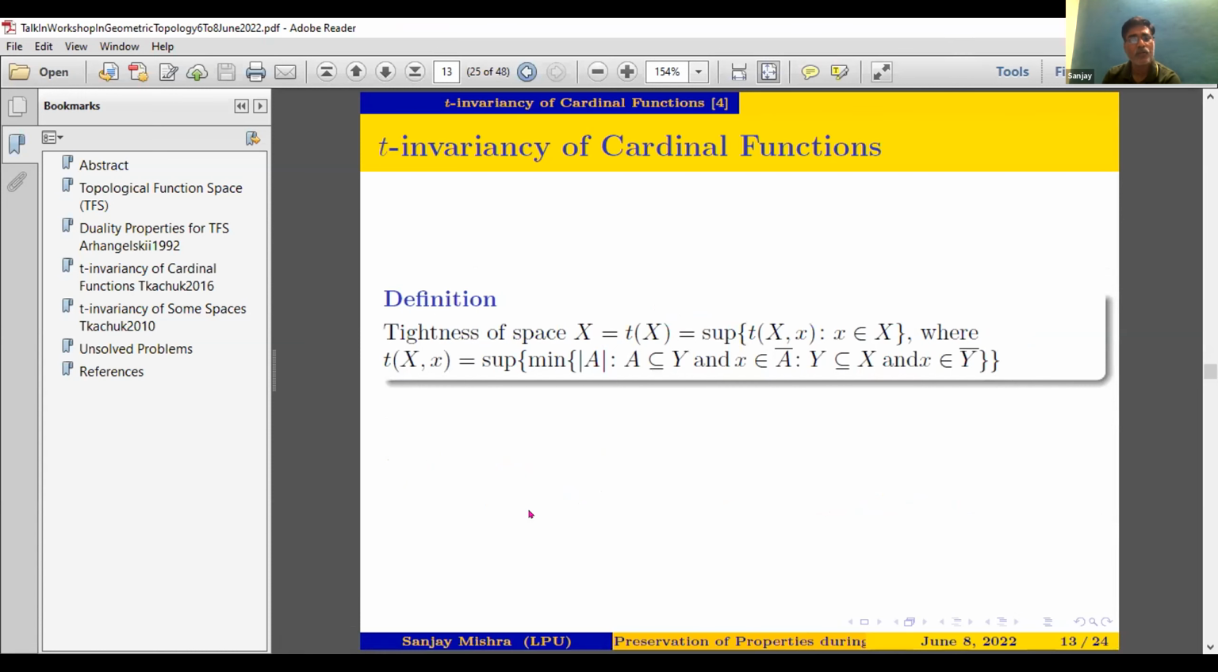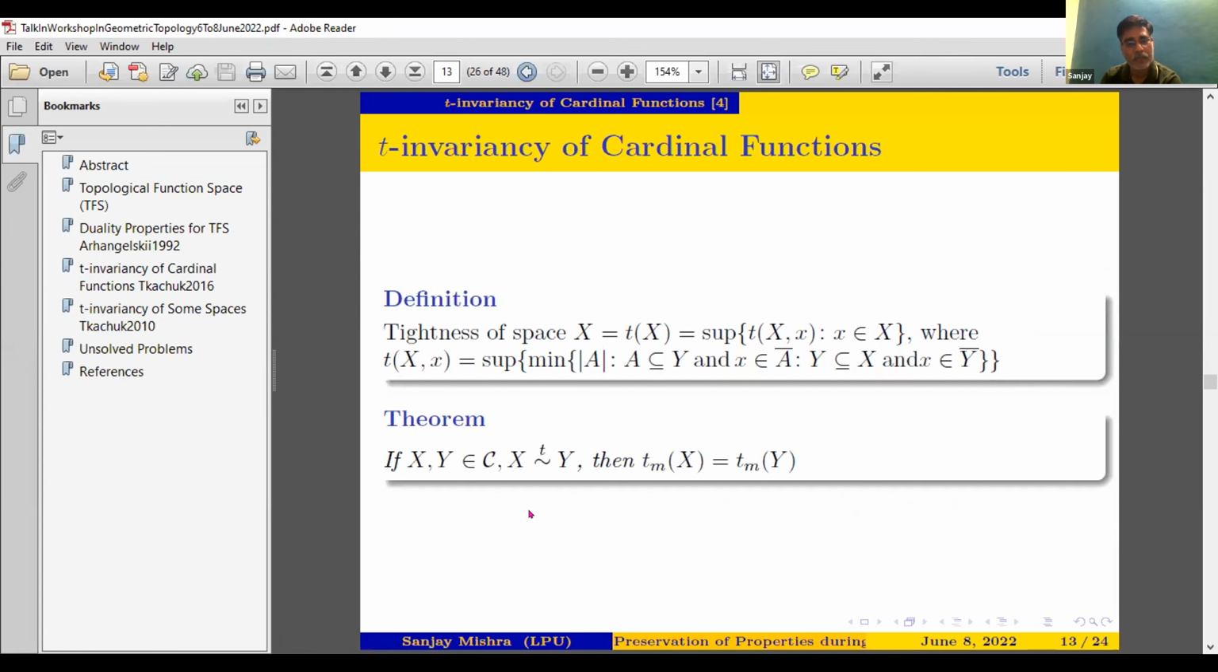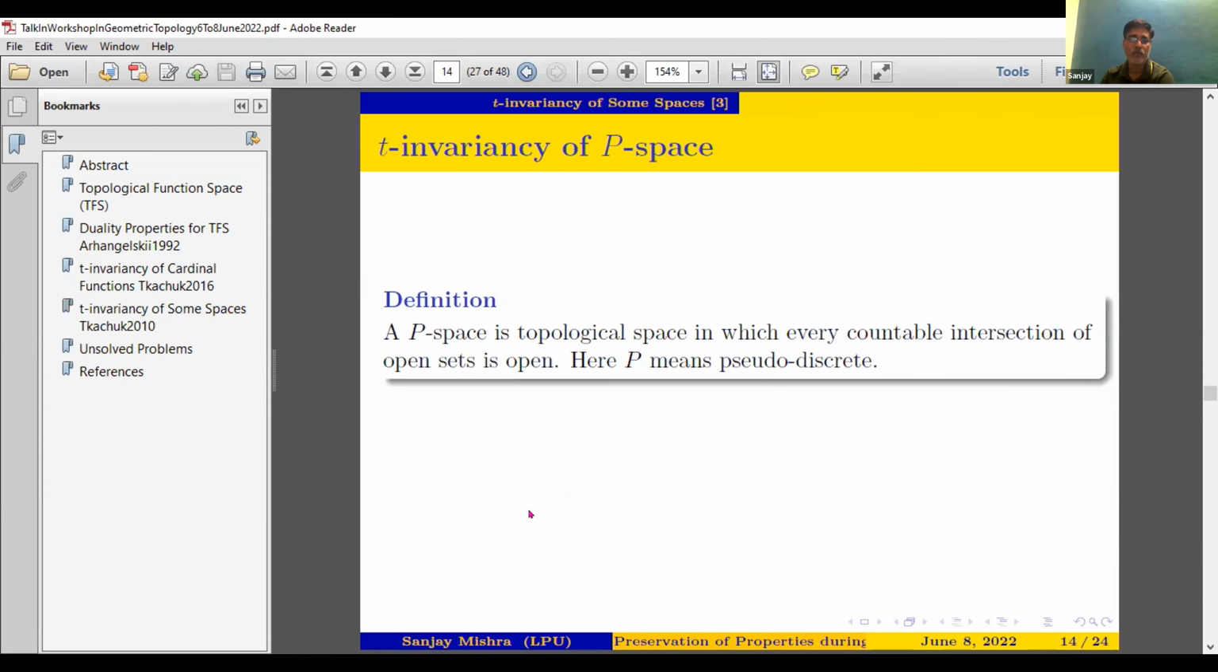Next is the tightness of X. This is also a cardinal function, and it also gives a very important result. Same here: when X and Y are Tychonoff spaces and both are T-equivalent, then the tightness of X and Y are the same. So these are the very important cardinal functions that we discuss here.